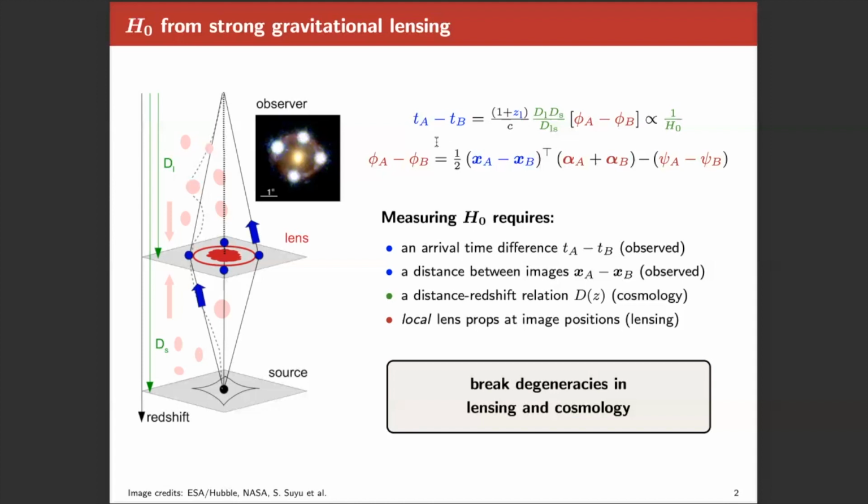We can see this on the right-hand side, where we have the arrival time differences, TA minus TB, and this is equal to a product of a prefactor containing the redshift of the lens, times a factor which contains cosmic distances, and a factor which contains the information of the strong gravitational lens. And here we have a difference of gravitational lensing potentials between these multiple images A and B. And again, here we see that the Hubble constant enters over this distance ratio. So the arrival time difference is inversely proportional to the Hubble constant, as in every other distance measurement.